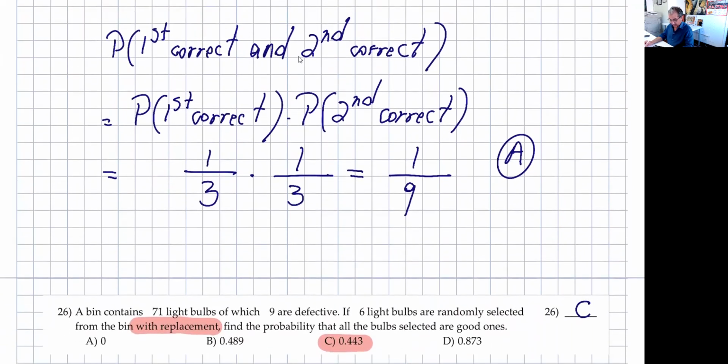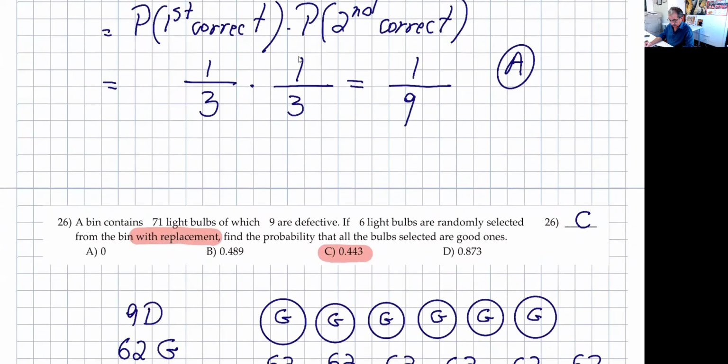Number 26, a bin contains 75 light bulbs, of which 9 are defective. So 6 light bulbs are randomly selected from the bin. Find the probability that all selected bulbs are good. With replacement, be very careful with this word, that's the key word.